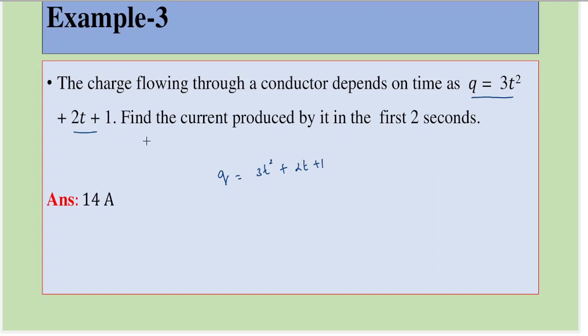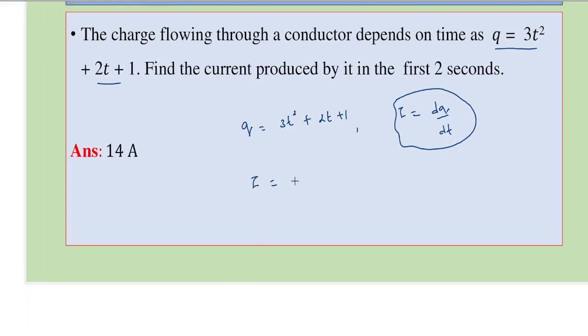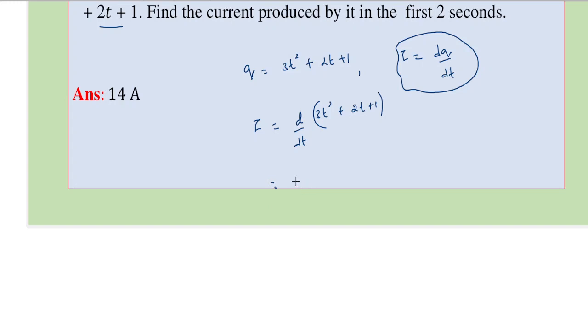We learned that those cases where the charge is varying are called variable current, and for that I was defined as dq by dt. In fact, this is the more general, the more correct expression. So when you put it back here, I is equal to d by dt of 3t square plus 2t plus 1. If we break the terms one by one and differentiate, then 3 comes out in the first term. It becomes d by dt of t square for the first term, because constants come out of the differentiation operator. It will be 2 here.